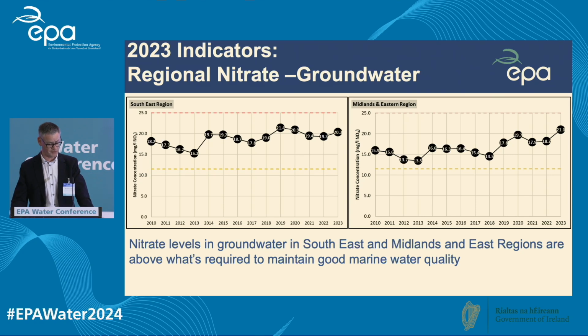If we move on and stay with nitrate and look at groundwater, there's a slightly different scale here, but the yellow-orange line is your marine water quality, what we need to be below to protect our marine water quality. Again, the southeast and the Midlands and East both have nitrate levels that are just too high. In fact, we've seen a little uptick between 22 and 23 in both of these regions as well.